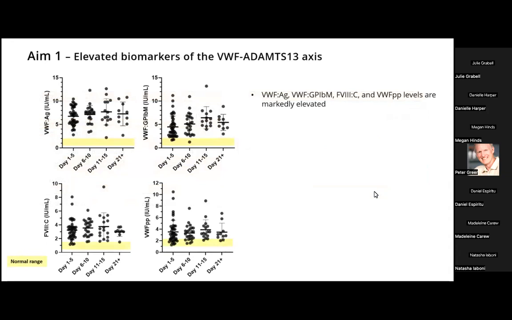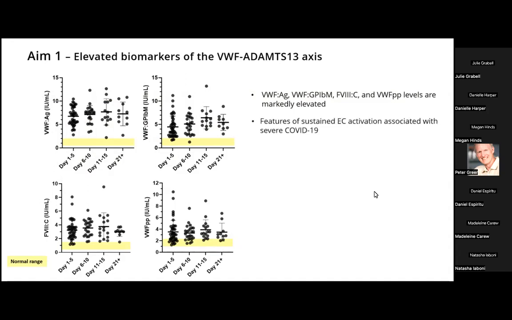So these are my results for the assays that I performed: VWF antigen, activity, factor VIII, and propeptide. As you can see, the highlighted yellow range is the normal range for each of these assays. All levels were markedly elevated, with mean values peaking at around days 11 to 15. This increase was sustained up to and beyond day 21, despite many of these patients having received a negative COVID-19 test at this point.